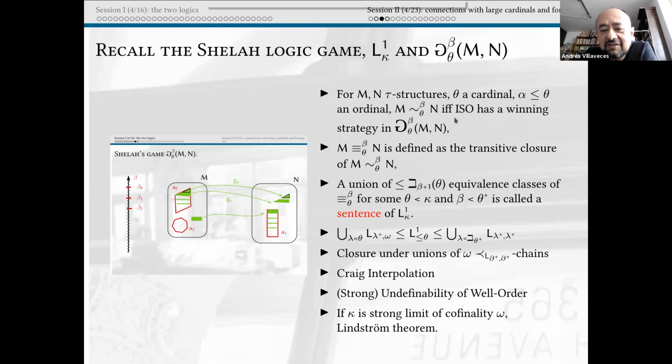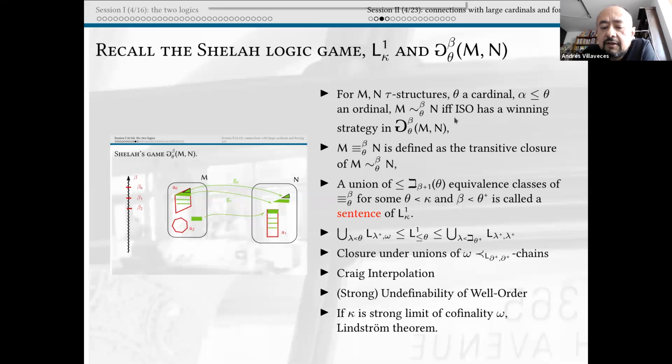That was not necessarily transitive. So we define elementary equivalence in the logic as the transitive closure of that relation. And then we call a sentence a union of that number, up to beta plus 1 of theta, where theta is just some cardinal below kappa, the main parameter of the logic, equivalence classes. And that's a sentence. Now, this also happens for first order, and it is equivalent to being a sentence in first order, but that's just some side remark.